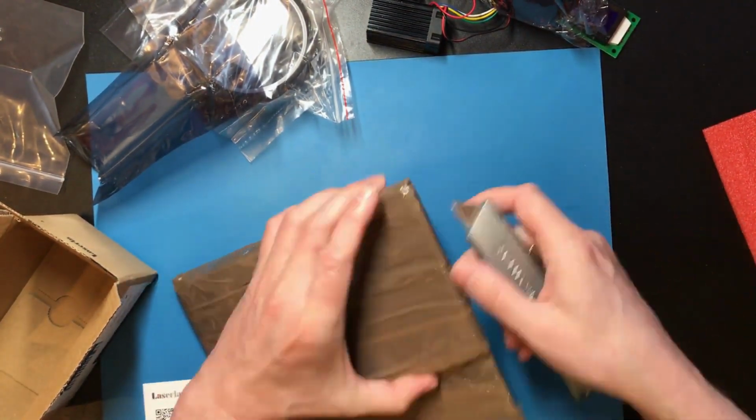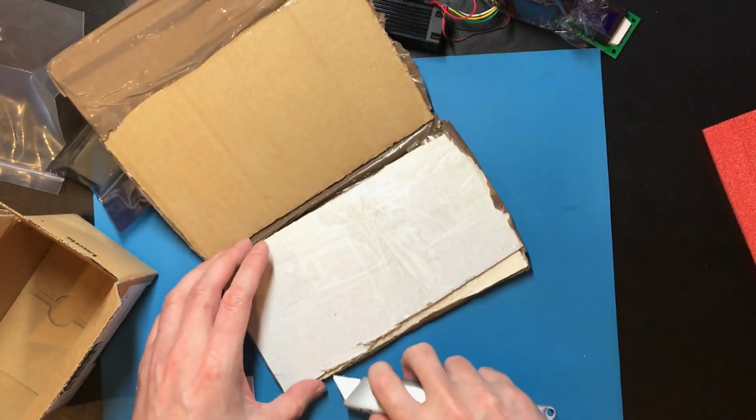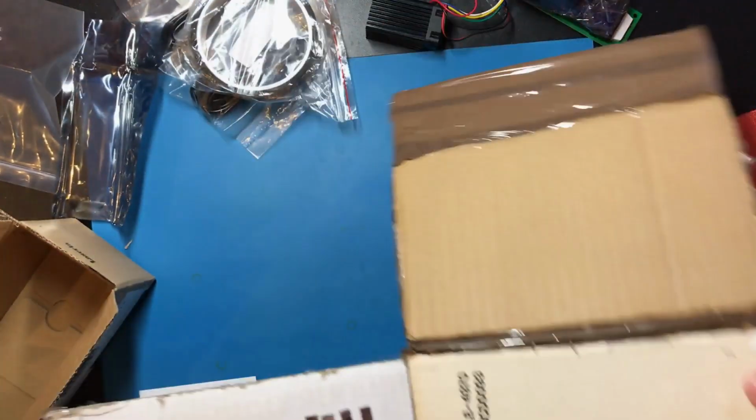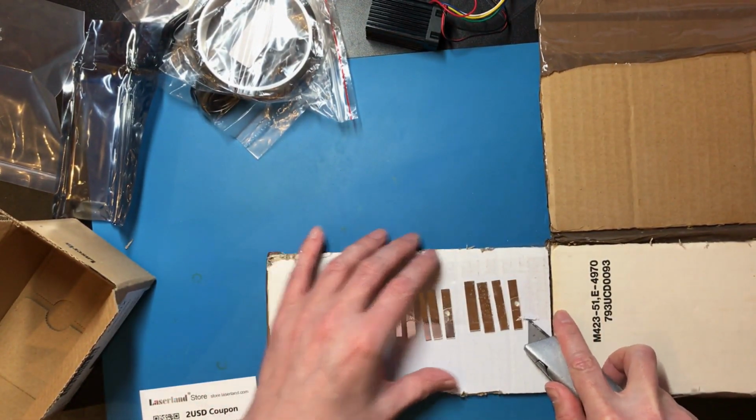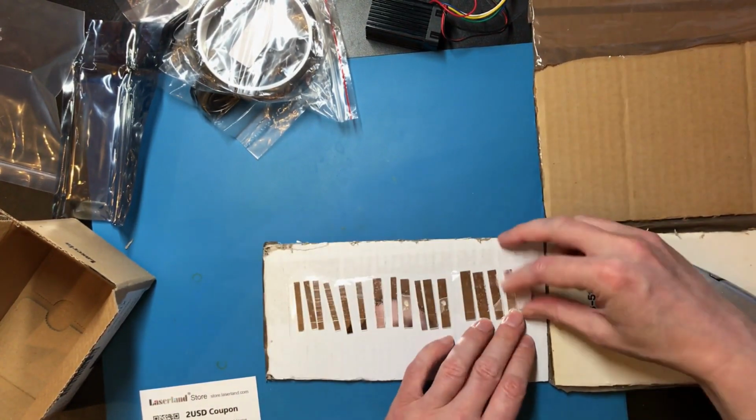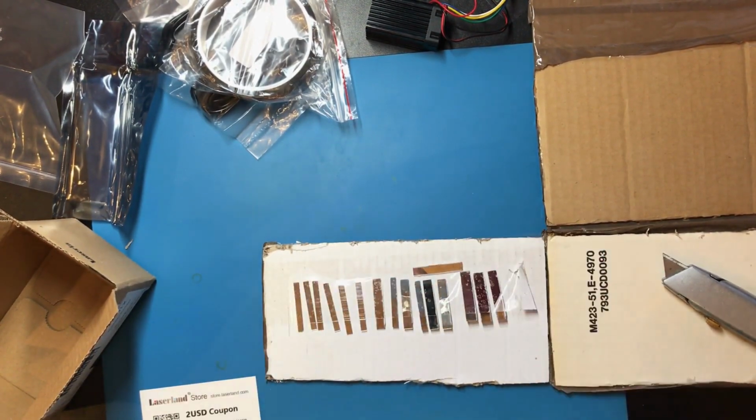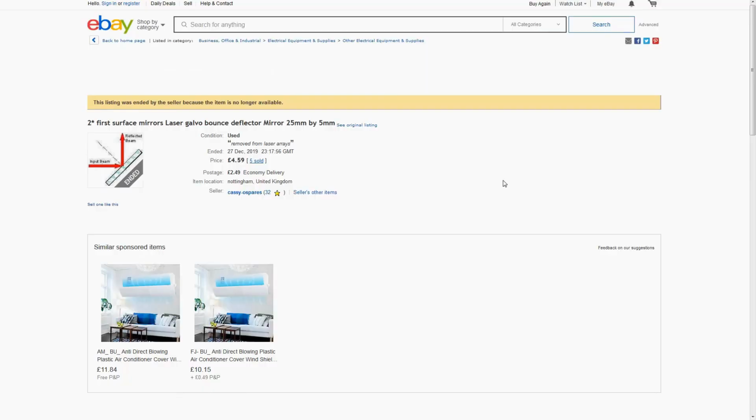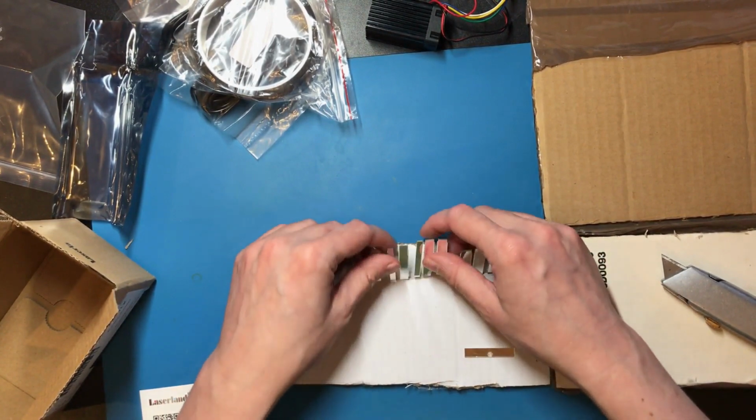No clues on this. Seems to be quite well protected against being folded though. These aren't quite as neat as I expected them to be from the listing. I'm guessing these are hand cut. Right, let's find the listing. Okay, so these are pairs of first surface mirrors. I seem to have more than I paid for here, so I think these are reclaims of some kind. But I did order multiple sets, so I think they've probably chucked in a spare here to make sure I've got what I need.